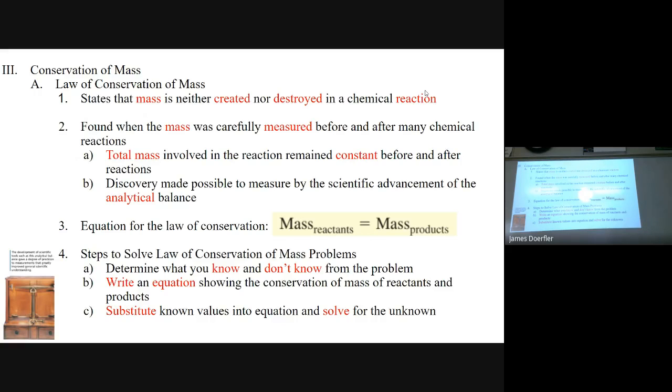Okay? The equation for the law of conservation of mass is very simple. The mass of the reactants must be equal to the mass of the products. And if need be, you can use very basic algebra to help solve for an unknown substance.